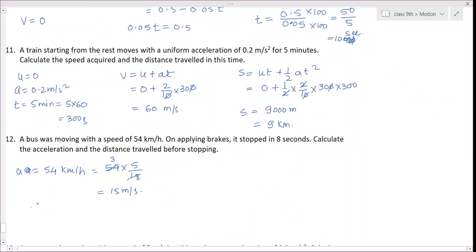Then time taken is 8 seconds and it has stopped. So that means v is 0. So you have to calculate acceleration. a is equal to (v minus u) by t. 0 minus 15 by t, which is 8. So it is minus 15 by 8, that is equal to minus 1.87 meter per second square.